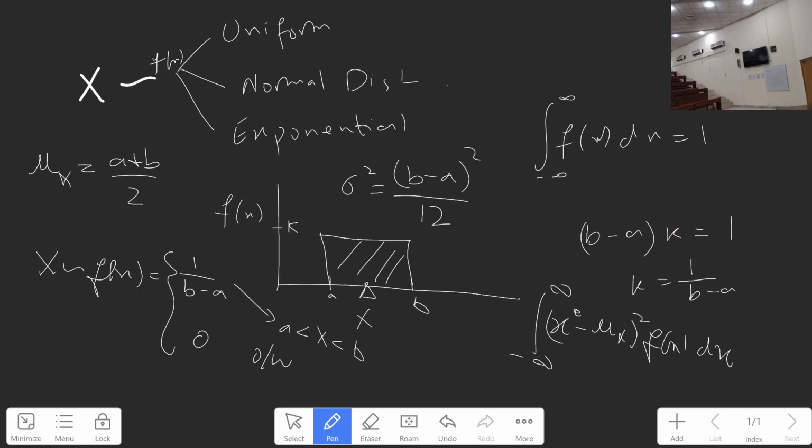Now you know that it's from a to b, so change those limits. You know during a to b it is 1 over b minus a. Put that here. Now you know that its mean is, you just told me, a plus b over 2. Put that here. Only x remains. Just integrate it out, tell me the answer. If you do the integration correctly, yeah, so that is the mean and variance of the uniform distribution.